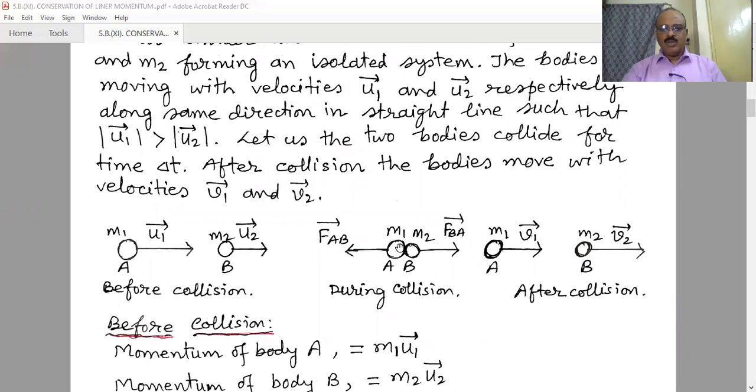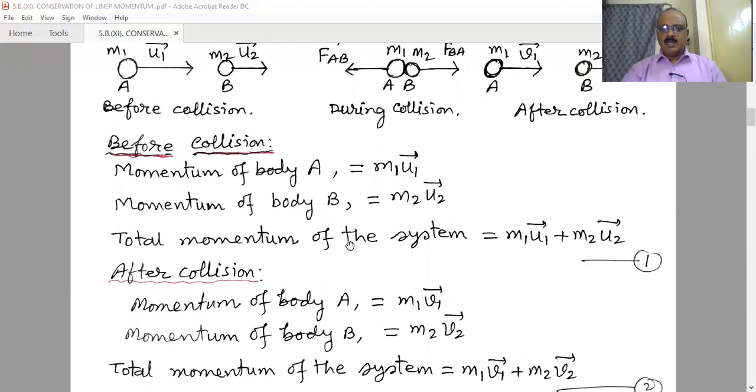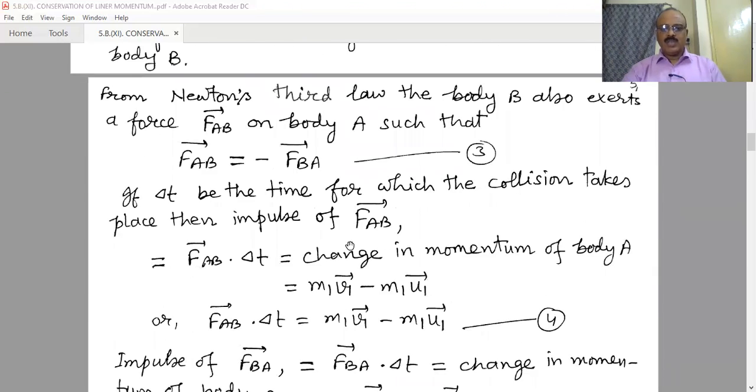And according to the third law, we know these two forces are equal and opposite. That means every action has an equal and opposite reaction. We may say FBA, the force experienced by B given by A, and FAB, the force experienced by A given by B, are equal and opposite, and we get this from Newton's third law of motion. From Newton's third law, body B also exerts a force FAB on body A such that FAB is equal to minus FBA. That means these two forces are equal but opposite in direction.